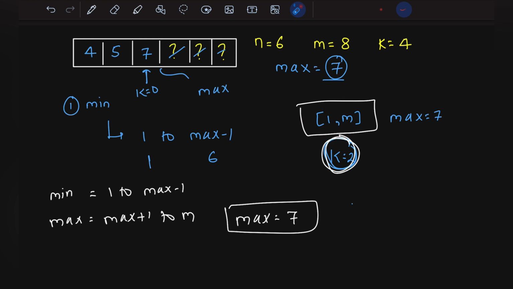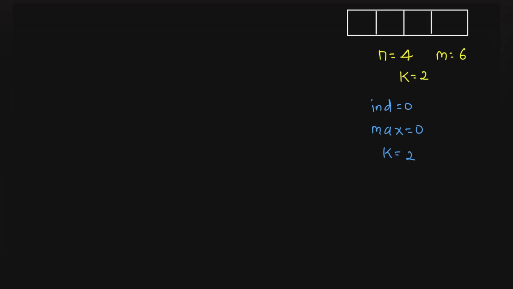So I hope you understood this clearly, how to insert a minimum number or maximum number and what are the ranges we can insert a number in between them. Now let's try to design the pseudocode for this algorithm. Let's try to design the algorithm for our question.